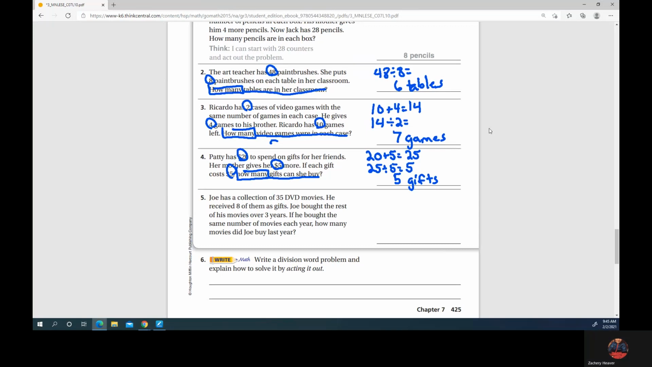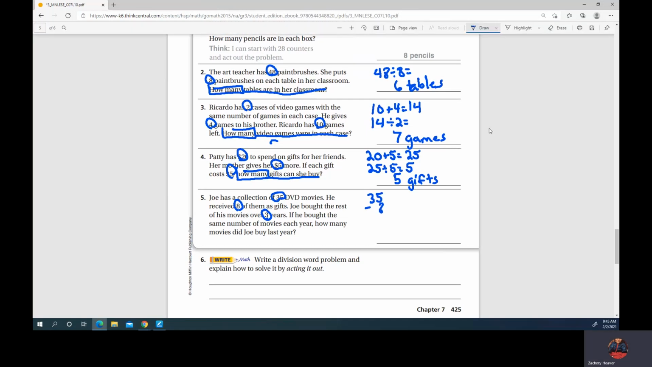Last one. Joe has a collection of 35 DVDs. He received 8 of them as a gift. Joe bought the rest of his movies over 3 years. If he bought the same number of movies each year, how many movies did he buy? Well, yes, 35, but he got 8 of them as a gift, so we can't count those. So we're going to do 35 minus 8.